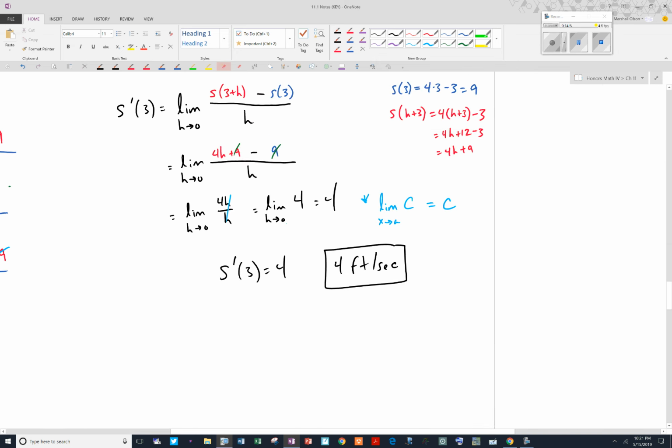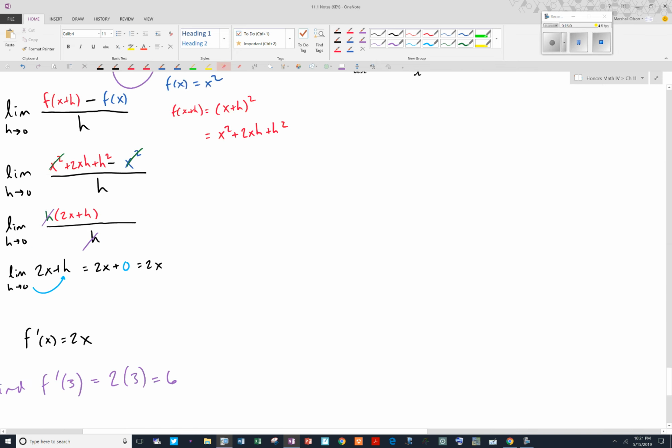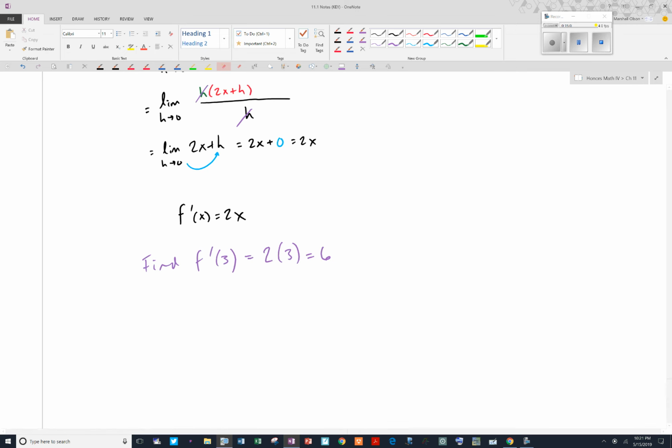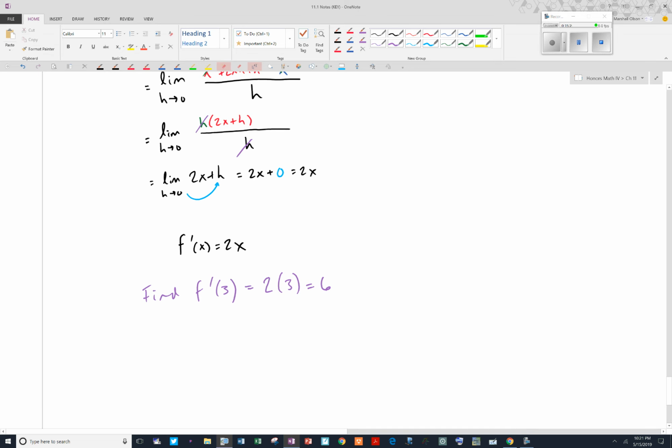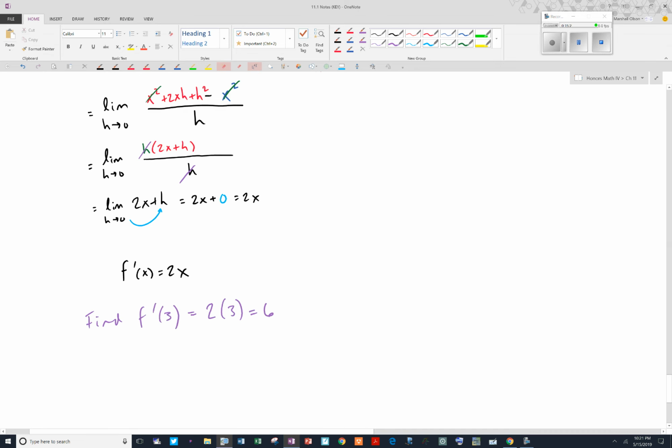By finding the derivative function and then putting 3 into our derivative function, we got that value, 6. But now the nice thing is we can find the derivative at any value. F prime of 15, for example, would be 30. So at 15 seconds, the ball is traveling at 30 feet per second. So we can find values more quickly. We have the entire derivative function there.